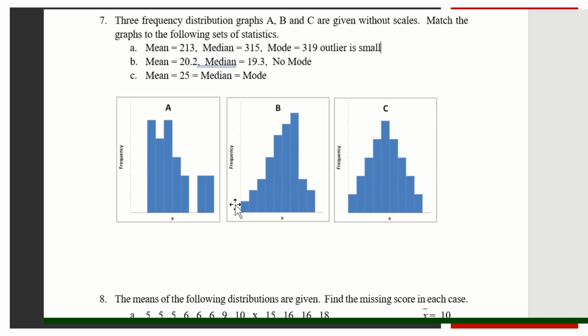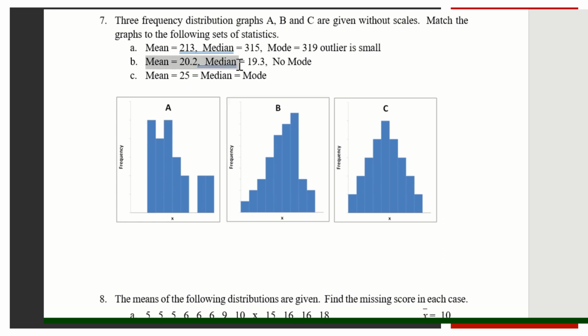My outlier is small, right? Because most of my data is big, my outlier is small. So if my outlier is small, my mean will be smaller than median. So this part matches to histogram B. Understand? So part A matches to histogram B.